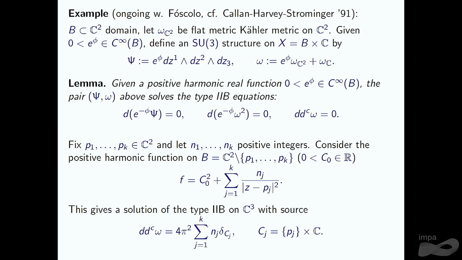So let's take a closer look at one particular example. Suppose you fix k points in C2, and you take n1 to nk positive integers, and then you consider the following positive harmonic function. Of course, this is a solution of the fundamental equation for the Laplacian in R4, and therefore, if we see these equations in this particular setup, not on B given by C2 minus the points, but on the whole C2 cross C, the whole C3, what you see is that you give a solution of the type 2B equations with sources. And the source is localized in these vertical planes, located at the points. Okay?